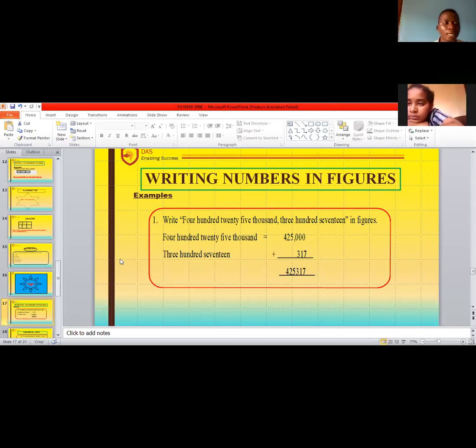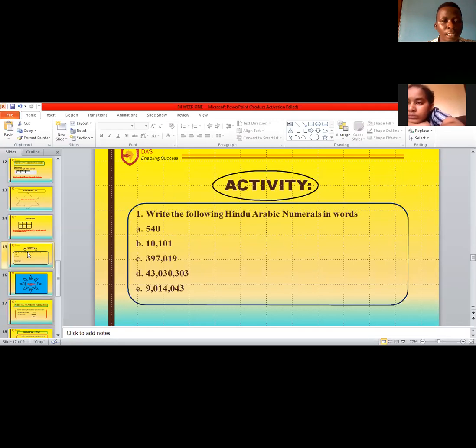Corrections for yesterday. This was our activity for yesterday, where we were writing digits in words. You get it? And the digits, we call them Hindu-Arabic numerals. And we said for number 1, it was 540. You get it? 540. How do you write our 40?